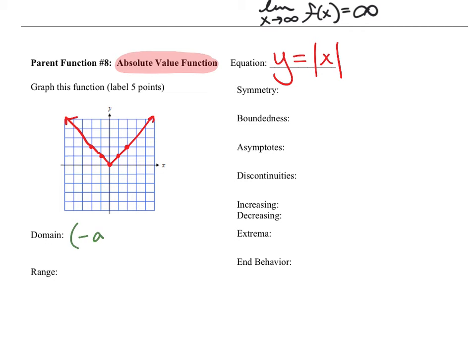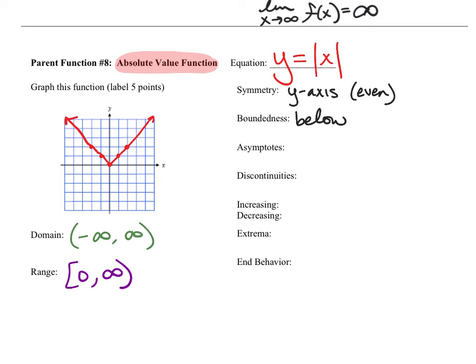Its domain is all real numbers, so from negative infinity to infinity. Its range, though, it does have a bottom, so it's from 0 to infinity. This one is symmetrical about the y-axis, which means that it's even. It is bounded below. It does not have any asymptotes or discontinuities. And it's increasing on the right side, so it's increasing from 0 to infinity. And it's decreasing from negative infinity to 0. Again, don't follow the arrows, read it from left to right.